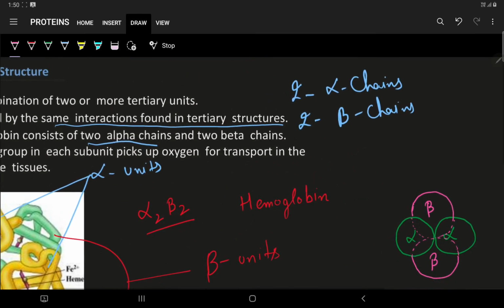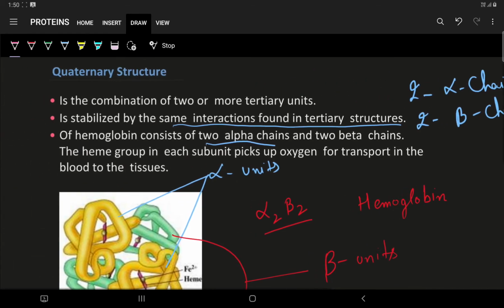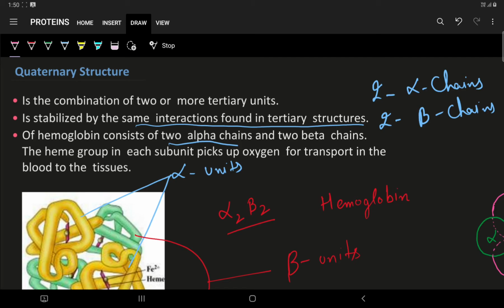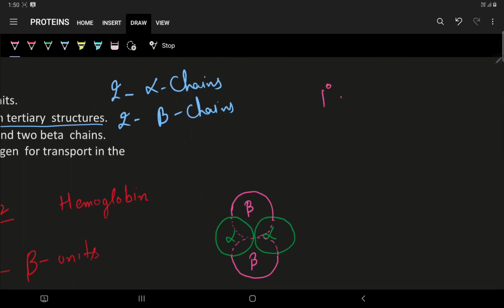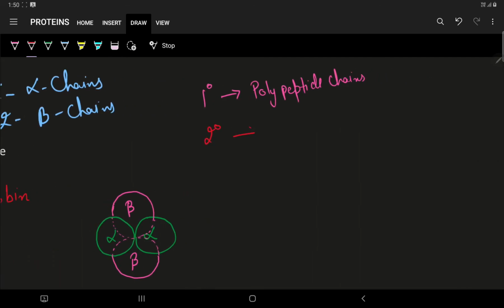I hope the quaternary structure is clear to you all. It's simple. Keep practicing and learning these concepts. And by this we finish the structure of proteins. It is divided into four types: primary, secondary, tertiary and quaternary. The primary structure consists of polypeptide chains. The secondary structure consists of alpha helix, beta sheets and a triple helix.